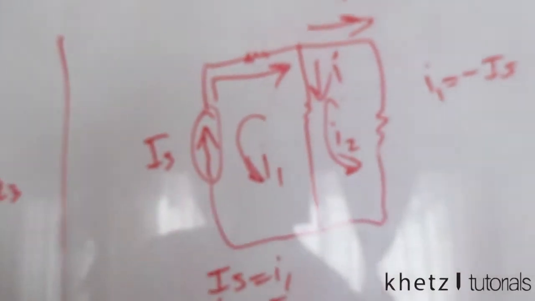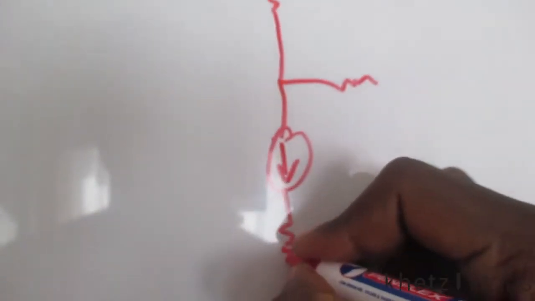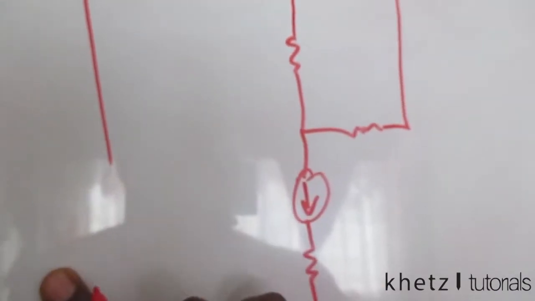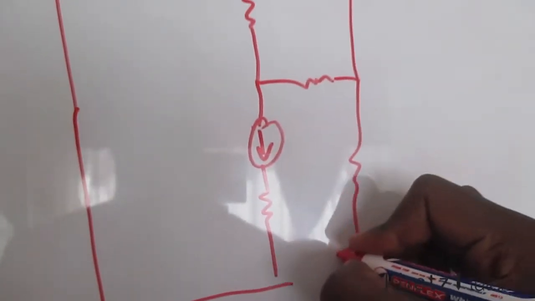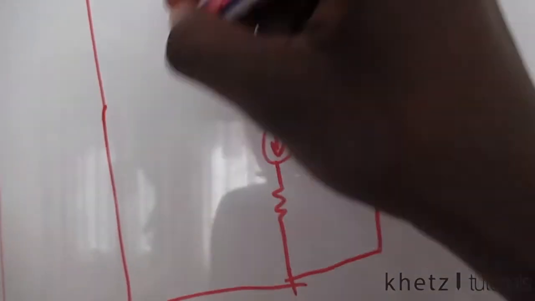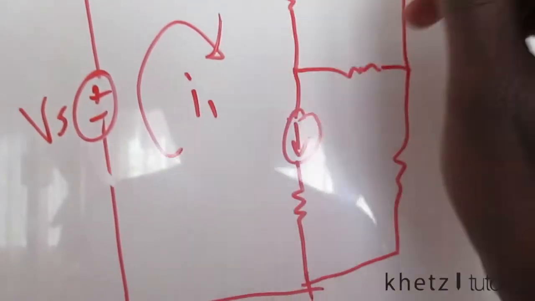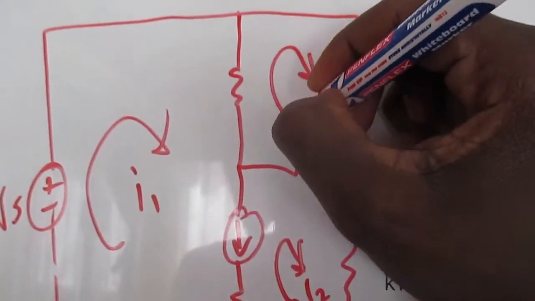Okay, so now we'll move on to the final section of the mesh analysis tutorial, which is the super mesh. So let's say you have a case like this. This is just a random circuit, which you shouldn't worry about. Let's close it off like that. And then at this point, you can put another resistor. It doesn't really matter. So let's say maybe here there's a voltage source, VS. Let's say we have I1, I2, and I3 here.